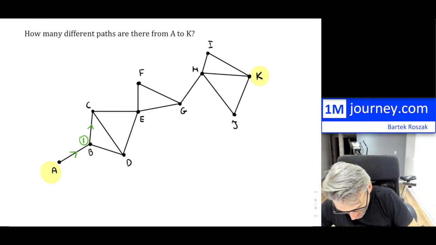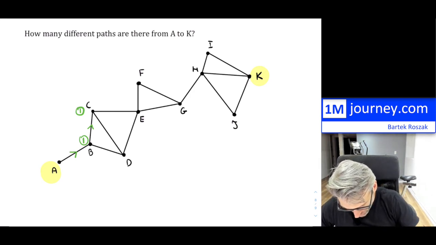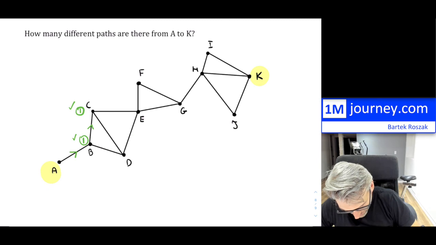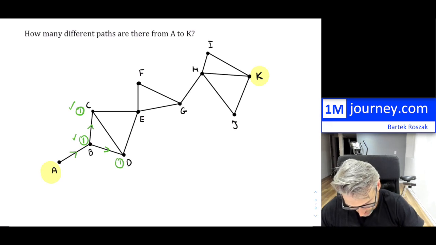So to get to C, there's only one way to get there from B. So we're just going to be looking at this and then doing that answer right here. Now to get from B to D, there's also only one particular way. But now something interesting happens, because you will notice that I can actually go.